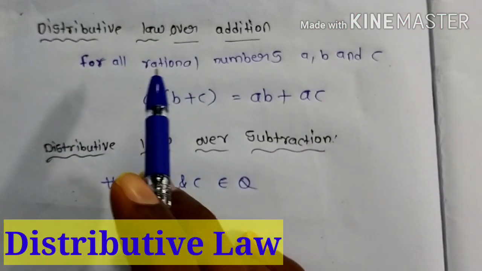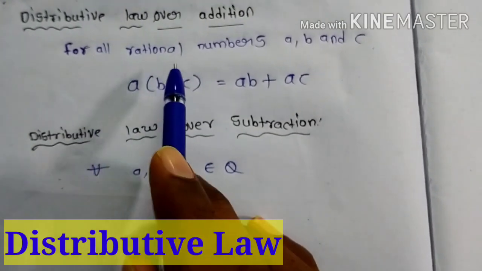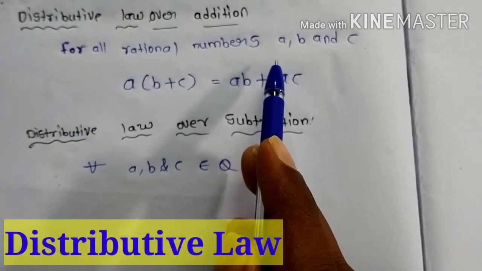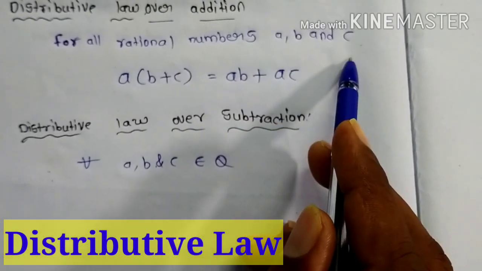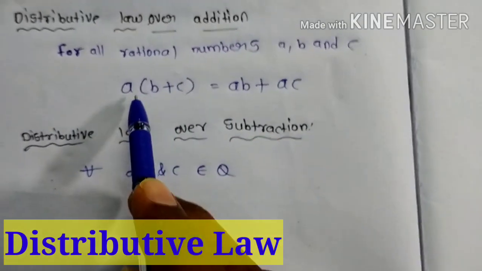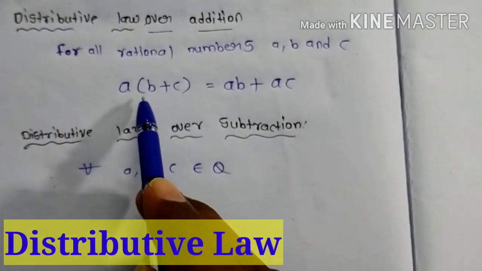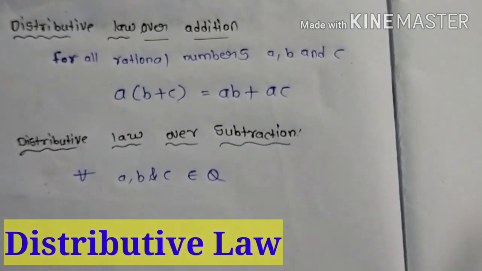Now you can see here distributive law over addition. For all rational numbers, I have taken here three rational numbers: A, B and C. How can you take A into B plus C? We have to take A into (B plus C). How can you write this?